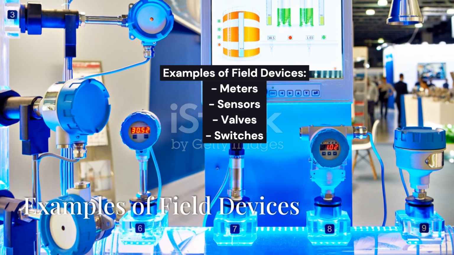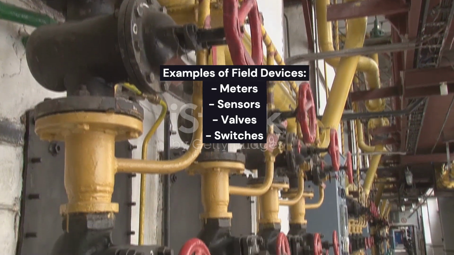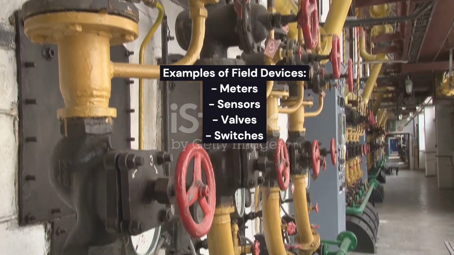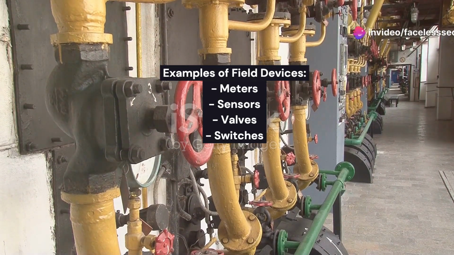Let's look at some examples of field devices. These include meters, sensors, valves, and switches, each playing a vital role in the functionality of industrial control systems.